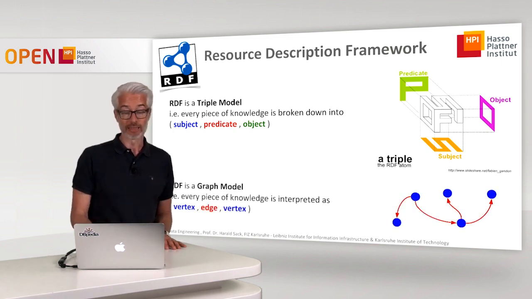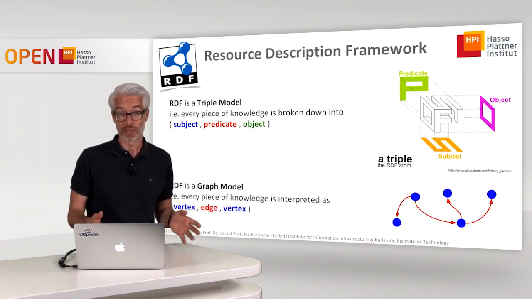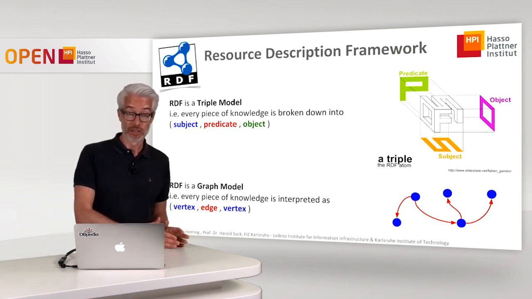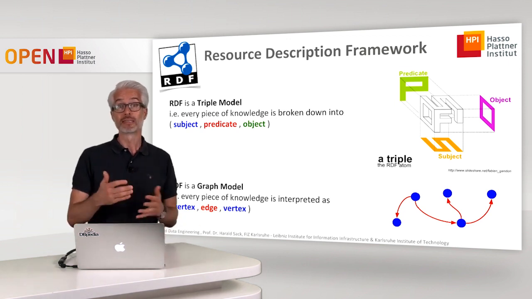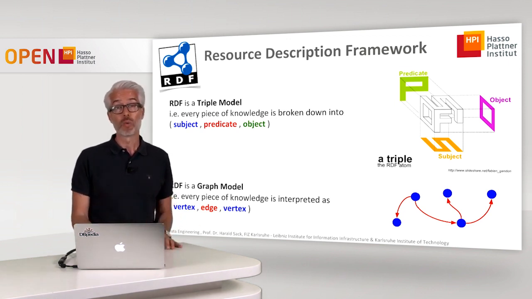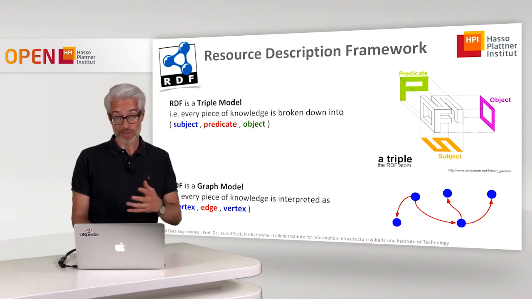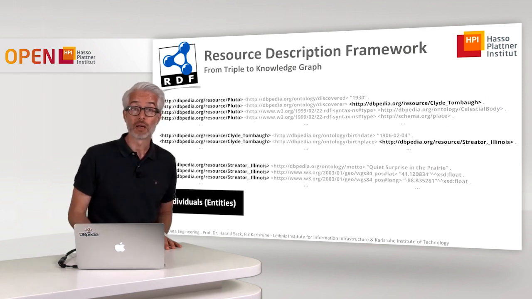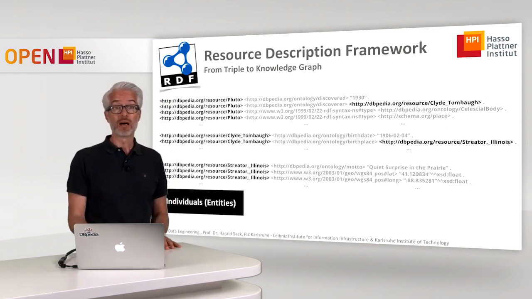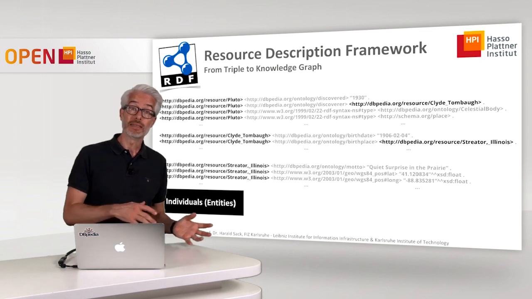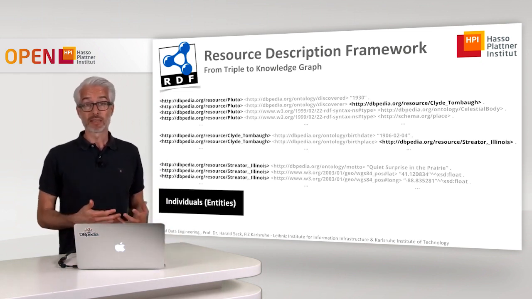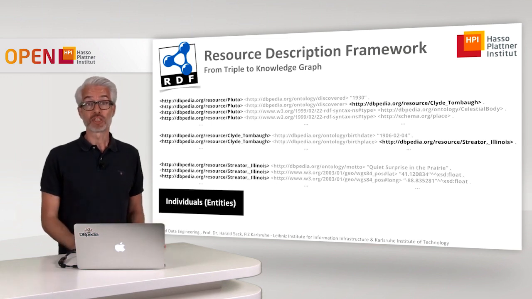On the other hand, RDF is also a graph model, which means every piece of information can be interpreted as a vertex, an edge, and another vertex. So we have graphs, and we have this triple model, which are somehow exchangeable. It's only a way of interpreting this knowledge. We have just seen this in the example. Usually then, in our RDF triples, we are talking about entities. About these entities I try to formulate or represent facts which represent some knowledge about them.